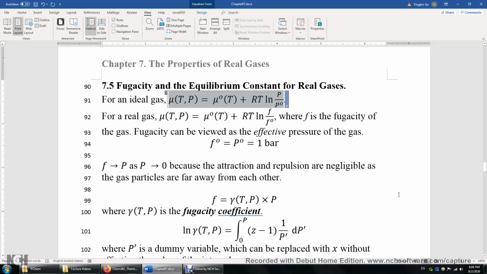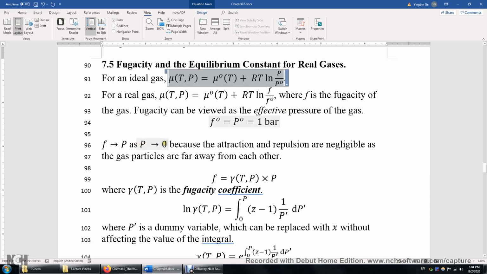Section 7.5, Fugacity and the equilibrium constant for real gases. For an ideal gas, the chemical potential is equal to mu naught plus RT times the logarithm of P over P naught. For a real gas, we simply replace this P with f, fugacity. What is fugacity? Fugacity can be viewed as the effective pressure of the gas. Fugacity takes the attraction and repulsion between gas atoms or molecules into account.